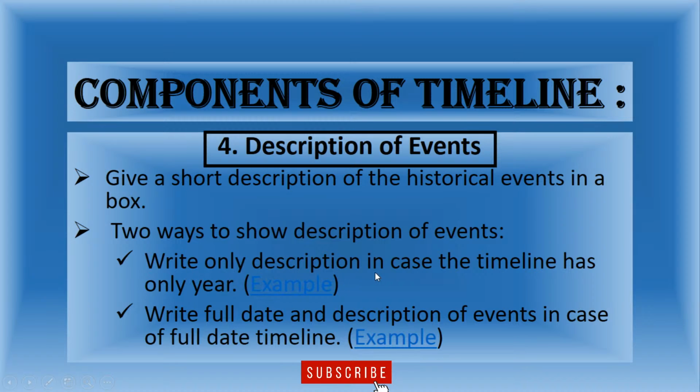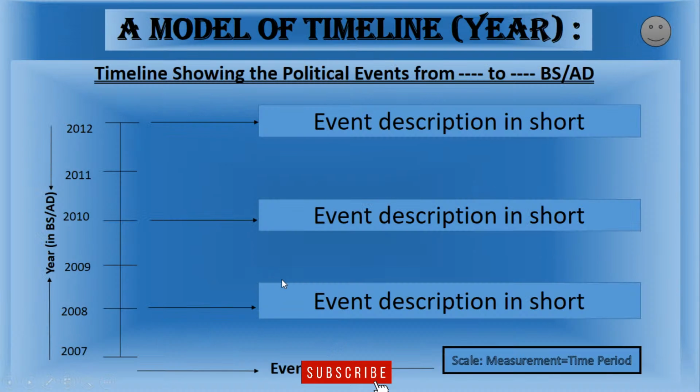One is to write only the description in case the timeline has only years. We already discussed, if the timeline is a year timeline, we write only the description. You see here, this is a year timeline, so we wrote only the description directly. No need to write the year here. The year has already come, so here write only the description.